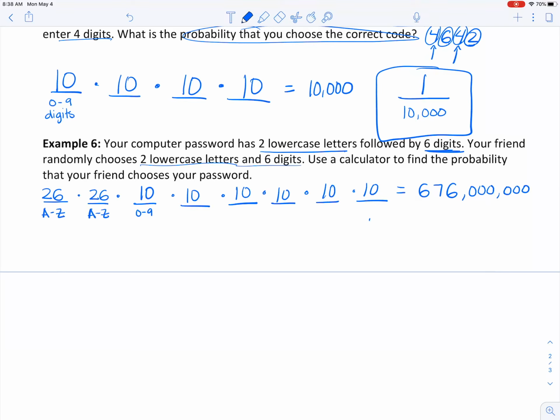Okay, and what's the probability of your friend getting the right password? Well, only one password is correct, and there are 676 million possibilities. So this would be the probability.